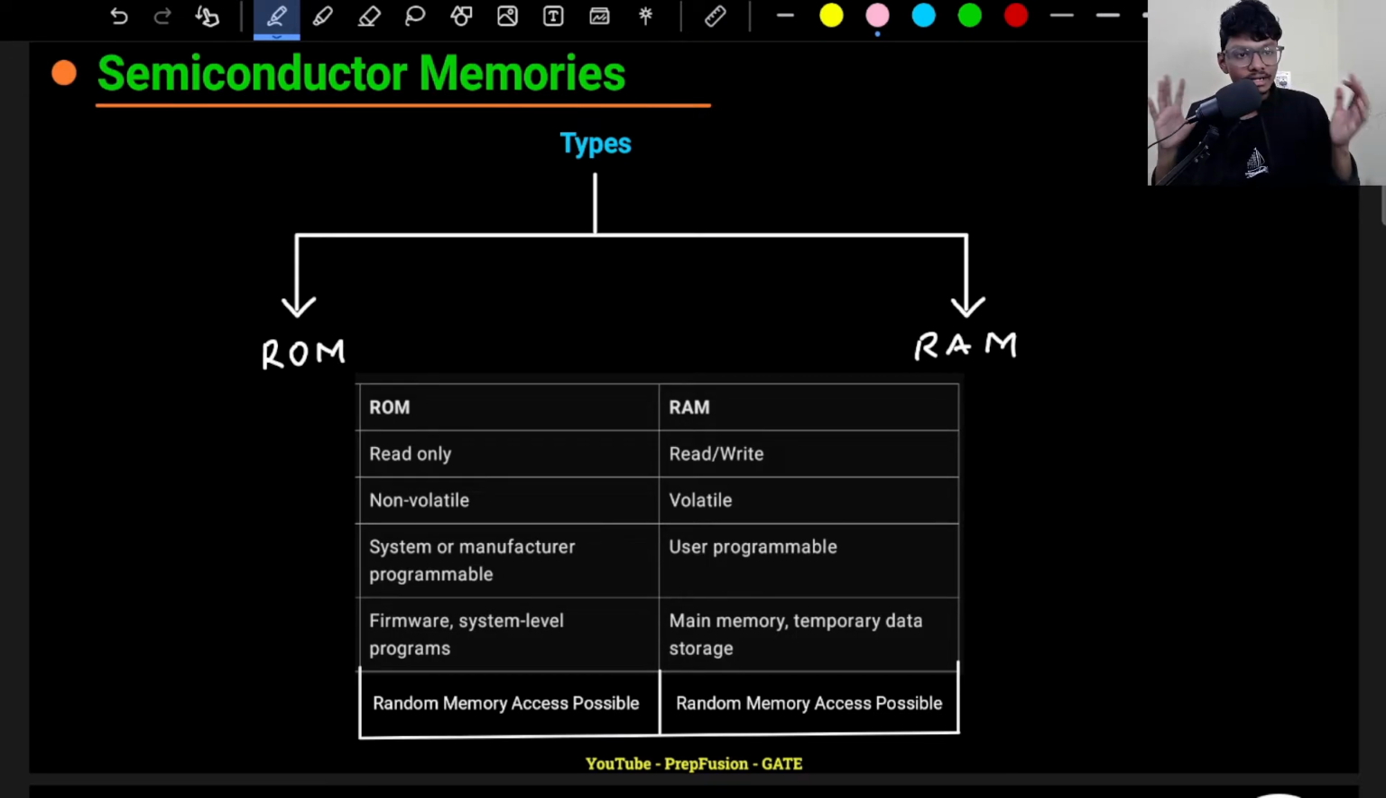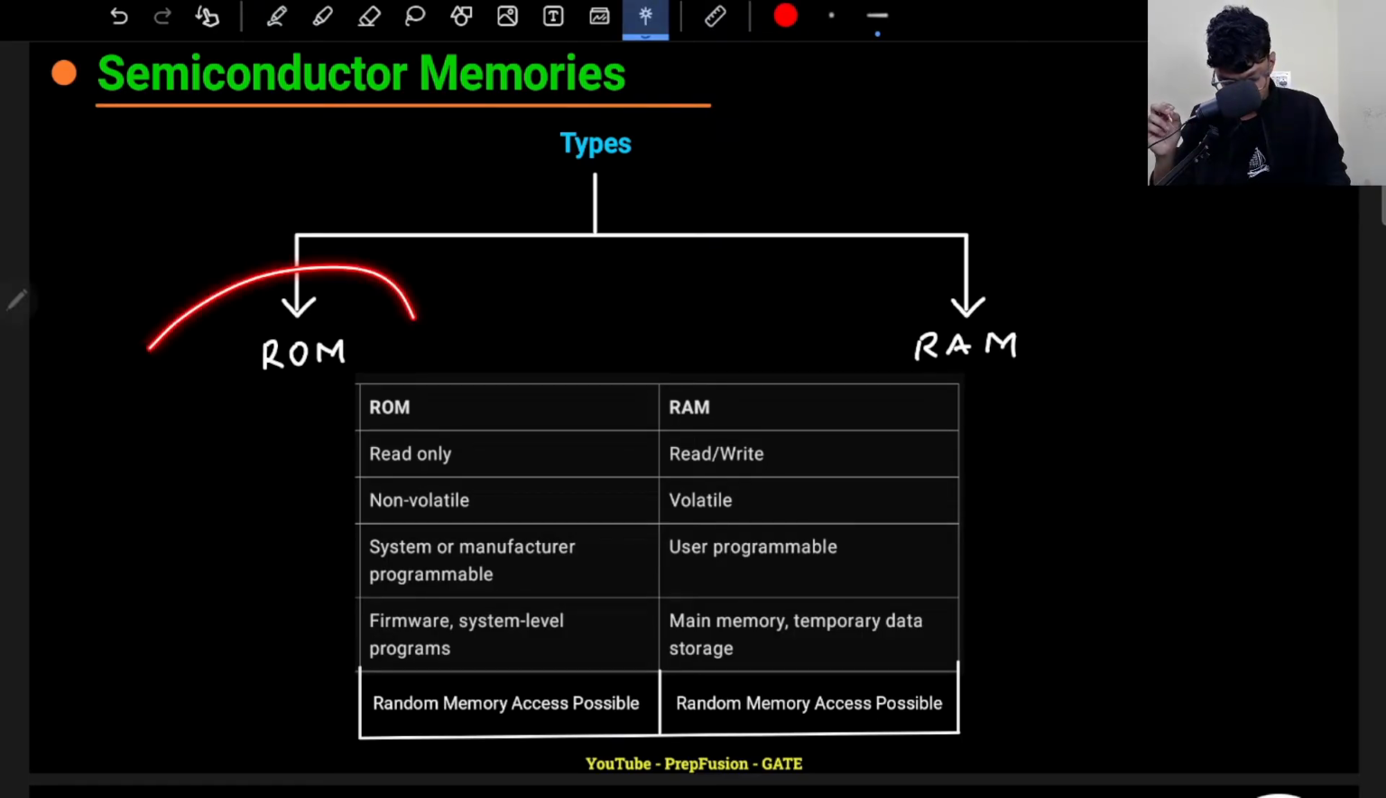So in semiconductor memories, we mainly have two types of memory. One is ROM, another one is RAM. Now what is the difference between them? That you will understand today exactly.